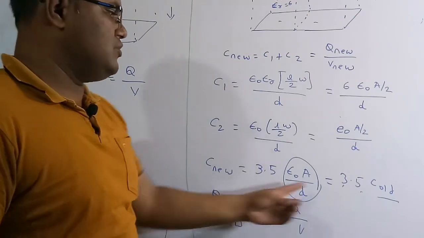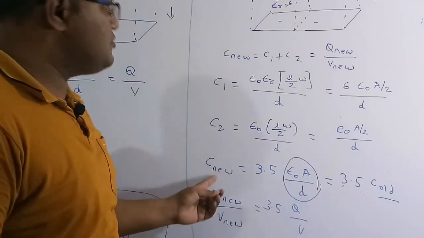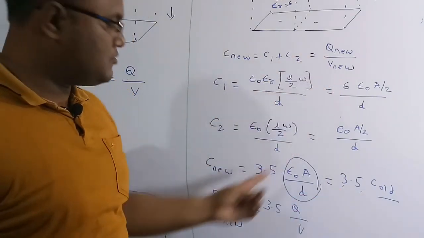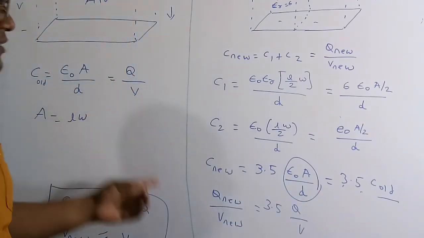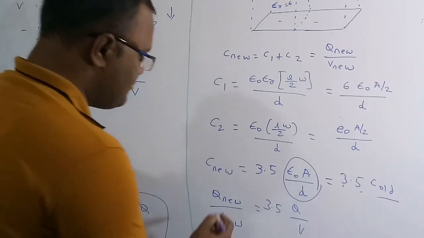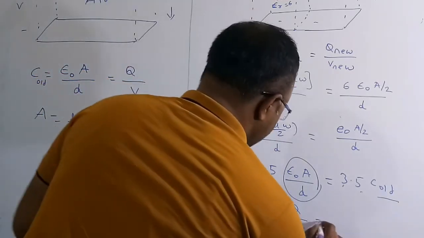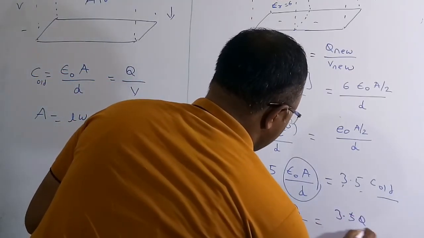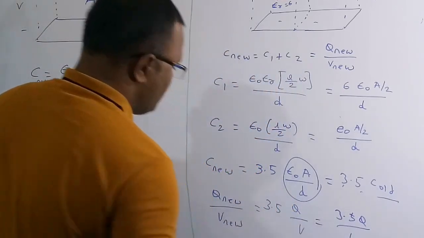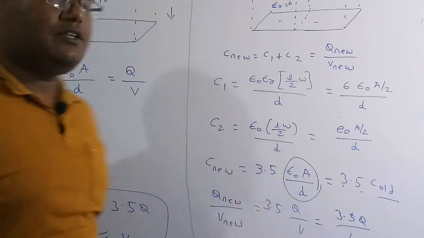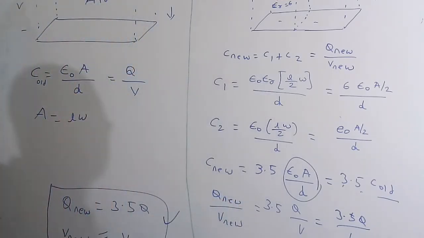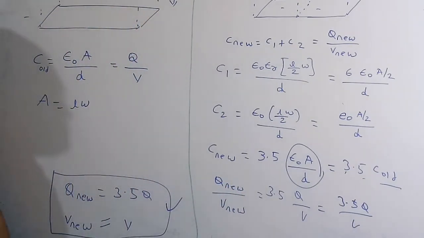So C new is equal to 3.5 into C old, but C new is equal to Q new by V new. So Q new by V new, and 3.5 into C old is nothing but 3.5 into Q by V. If you compare, we get Q new is equal to 3.5 Q and V new is equal to V. So we can say Q new is equal to 3.5 Q and V new is equal to V. This is the correct solution of this question.